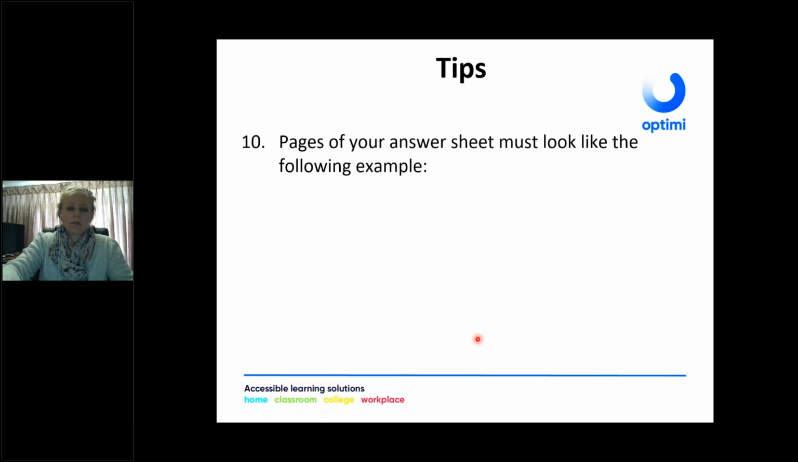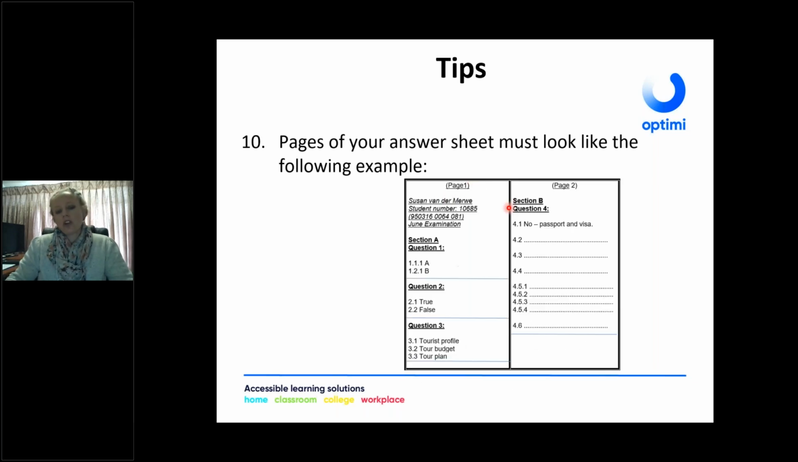Okay. The last one is just, pages of your answer sheet must look as the following example. So here's just an example of what your examination paper can look like. So page 1 is just your name with your student number and then just indicate the task number or just say that it's the June examination. Then you can just say section A, question 1. So you can see here after question 1, I've drawn a line. After question 2, I've drawn a line. After question 3, drawn a line. And then when you start with section B, indicate that to the marker. Say you are now busy with section B, question 4, you do your questions, and then you draw a line once again.